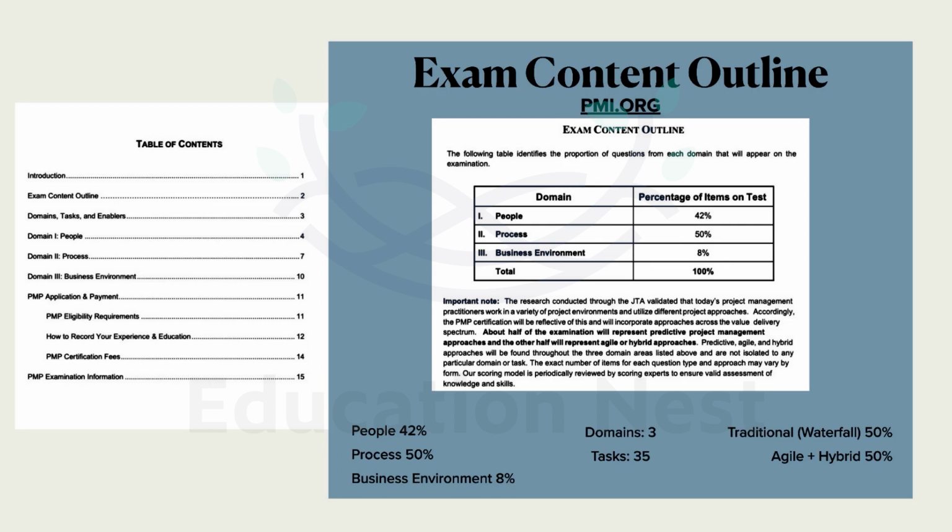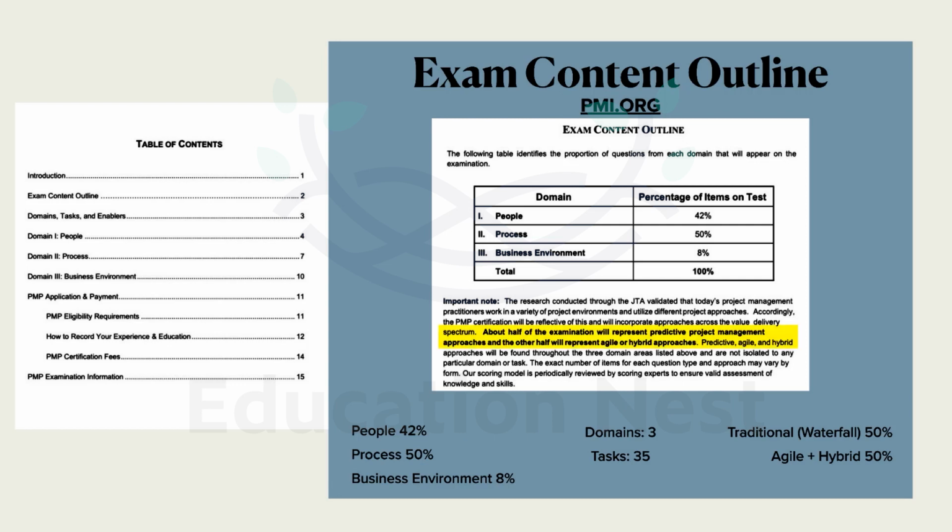The exam content outline. So what do we have here? The PMI says how the questions of the PMP are divided, as shown in this image, right? So what does it say? People, you get 42% of questions. Process, you get 50% of the questions, and business environment, you get 8% of the questions.